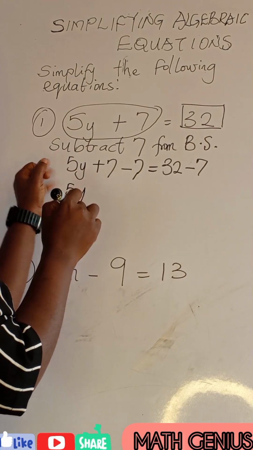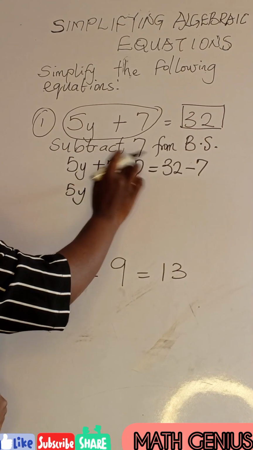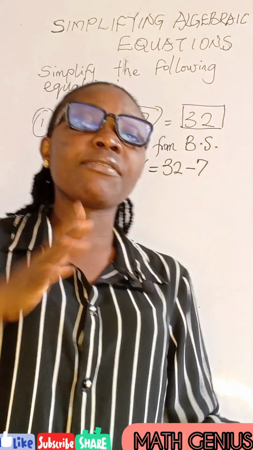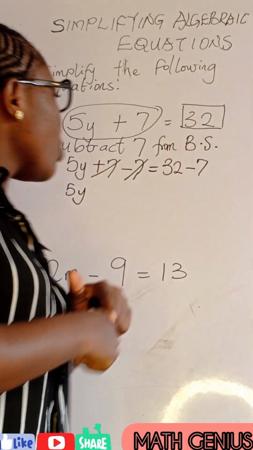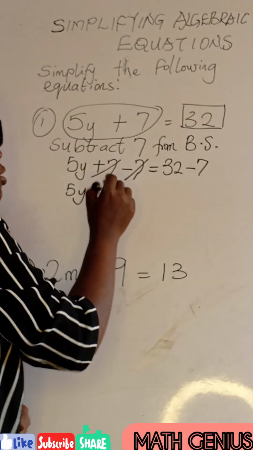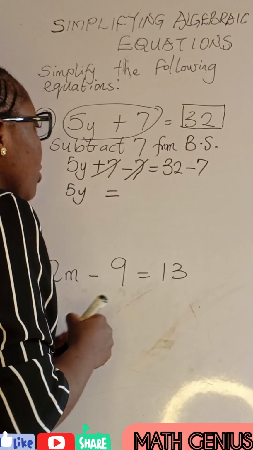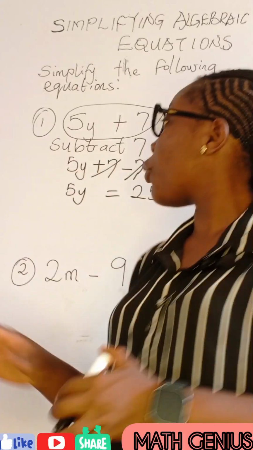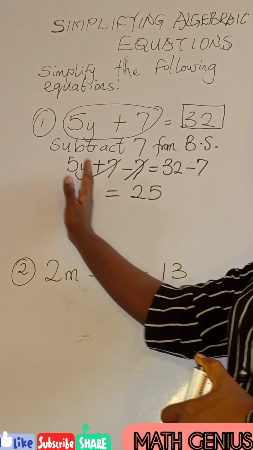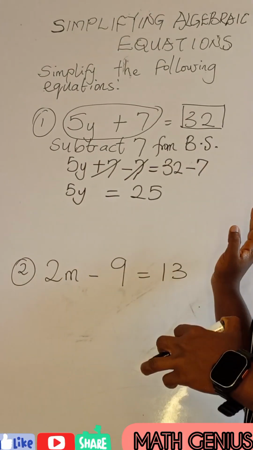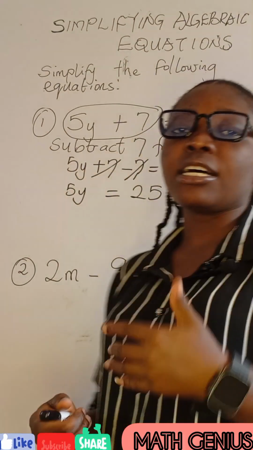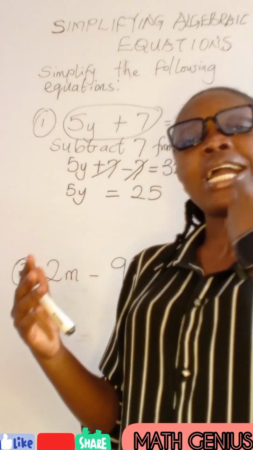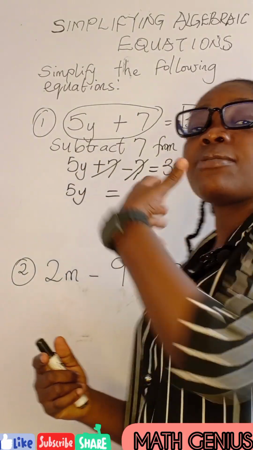We can't subtract 7 from it. But we can do plus 7 minus 7. It's eliminated. 7 minus 7 is 0. That is gone. We have successfully eliminated the 7. Then to the right hand side, 32 minus 7 is 25. Now we have a simple equation here: 5y on the left hand side, 25 alone on the right hand side. The next thing you need to do right now is to expand the algebraic term. Now our algebraic term here is 5y.